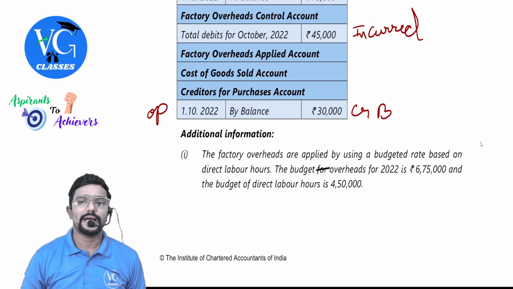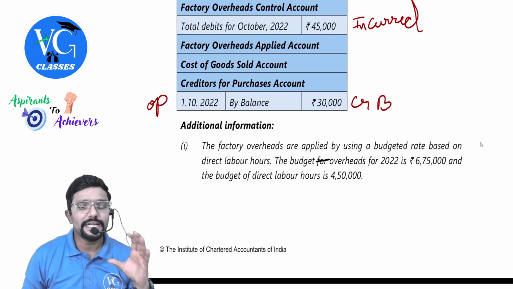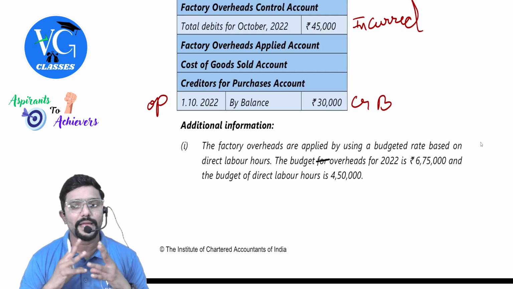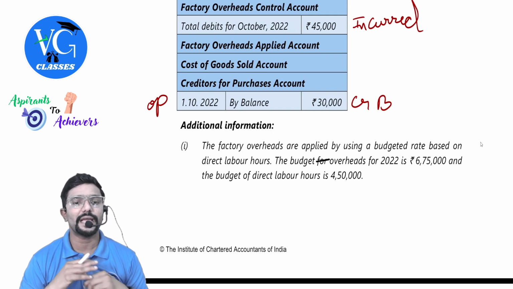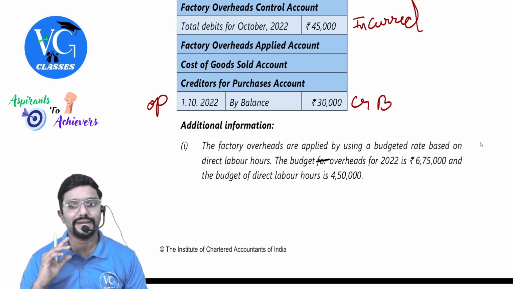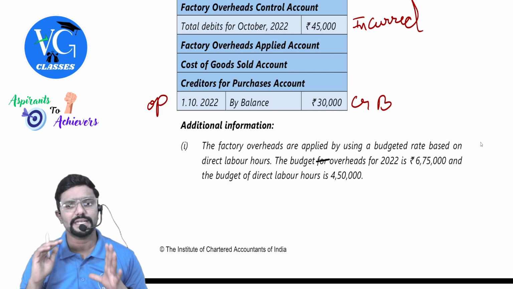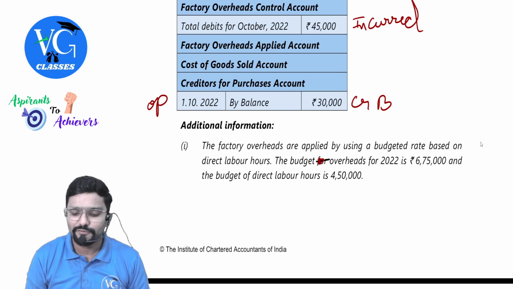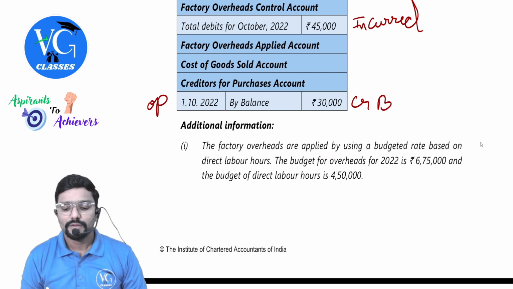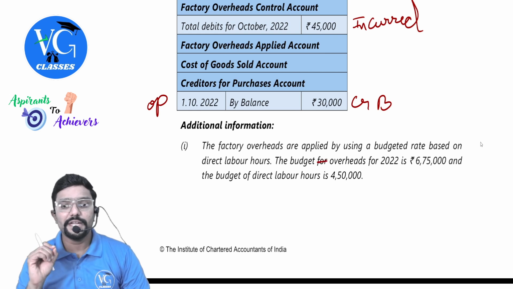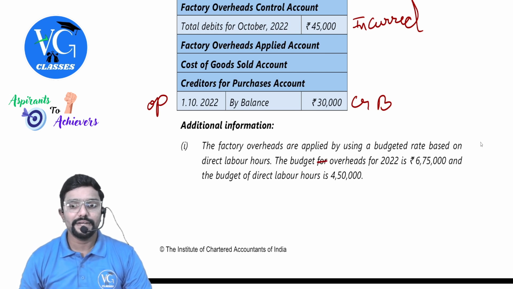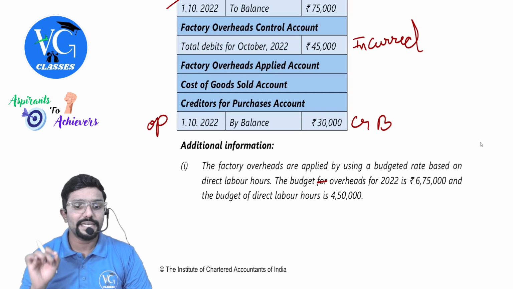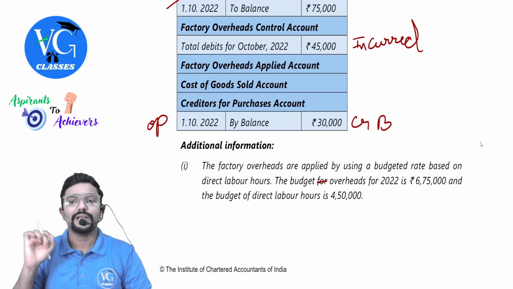Okay. Next, additional information. The factory overheads are applied by using a budgeted rate based on direct labor hours. The budget for overheads, only budget overheads for 2022, is 6,75,000. And the budget of direct labor hours is 4,50,000.